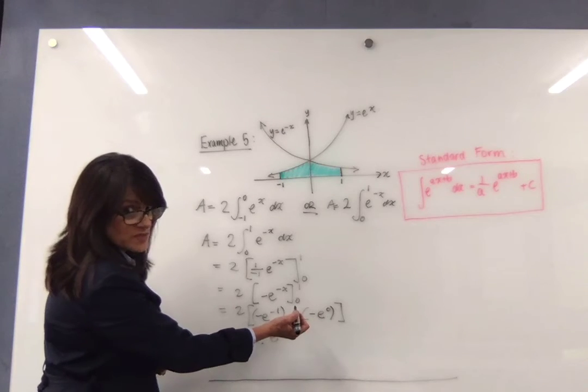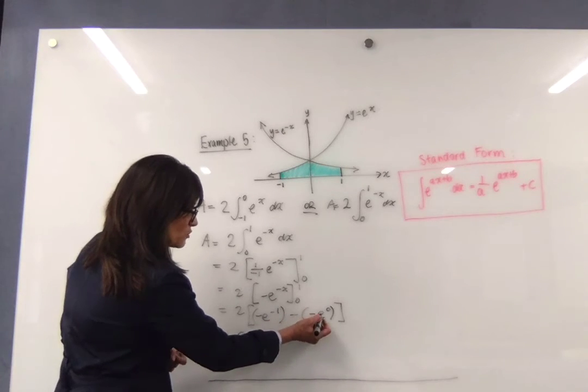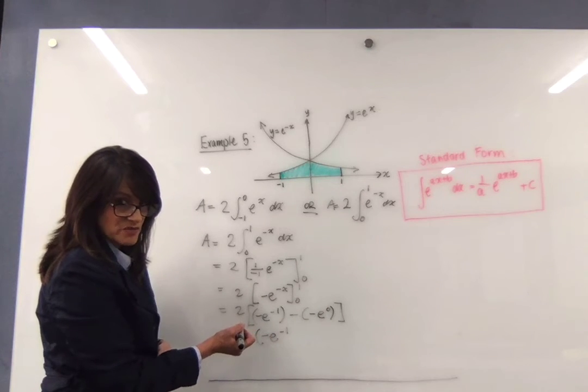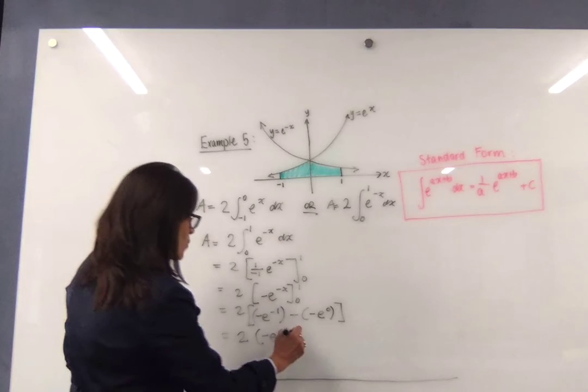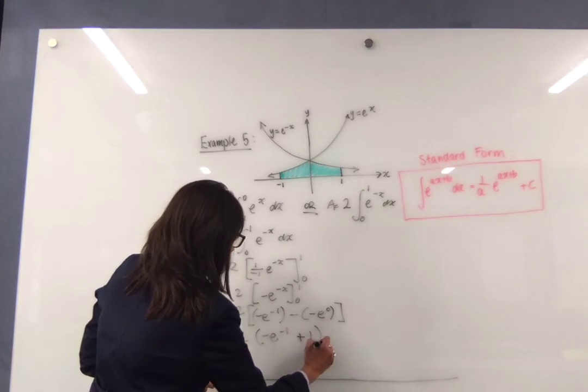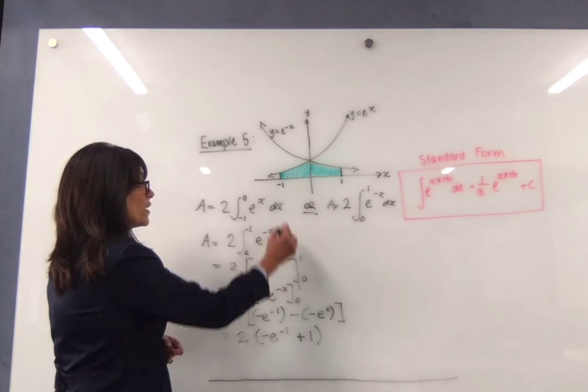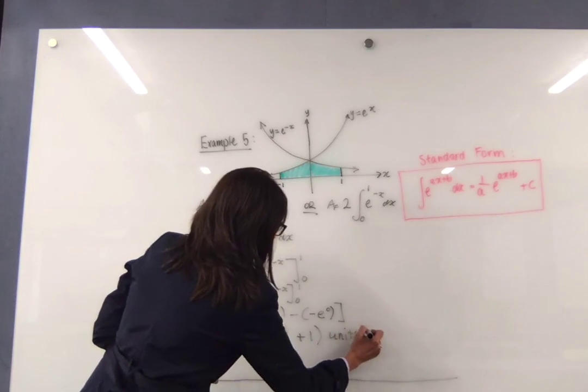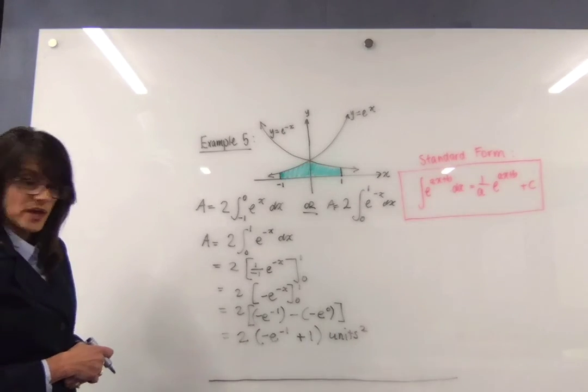double negative gives us a positive. So plus e to the power of 0, and hopefully we remember that anything raised to the power of 0 is simply 1. So this will give us a result of +1. Now we're talking about an area, so let's not forget our result is in terms of units squared.